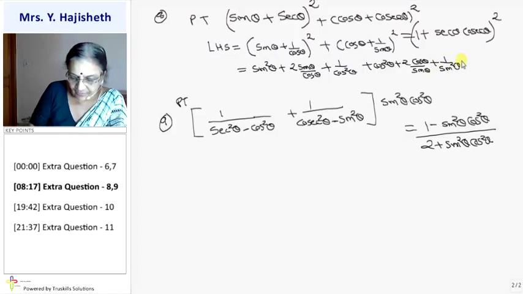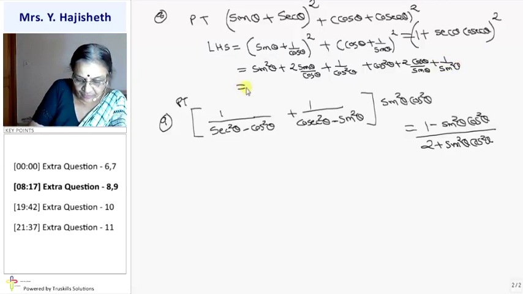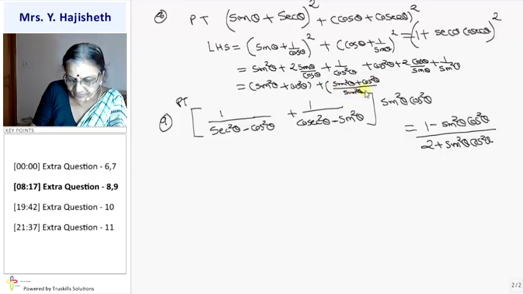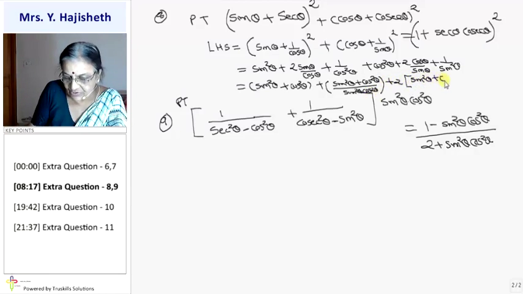Now, you make a pair of 2. This sum you are supposed to complete. I just give a hint. Make a pair of sine square plus cos square. Then a pair of 1 by cos square plus 1 by sine square. So it is sine square plus cos square by sine square into cos square, okay? And the third pair is 2 times sine by cos plus cos by sine. So 2 times sine square plus cos square upon sine cos, okay?